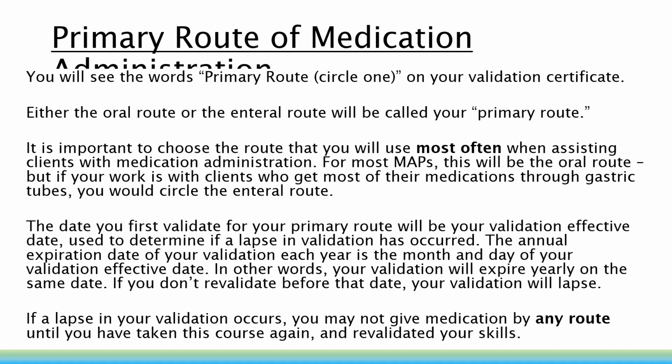If a MAP was able to validate on these on the same day as the primary route, they would expire on the validation effective date, but this is very unusual. Most of the time, all of the routes are not available, simply because no clients are taking medicine by these routes. Sometimes several MAPs are trying to validate at the same time.